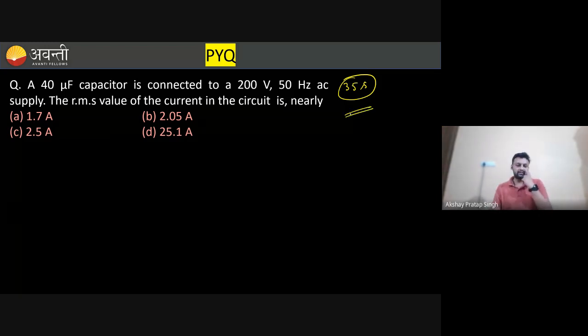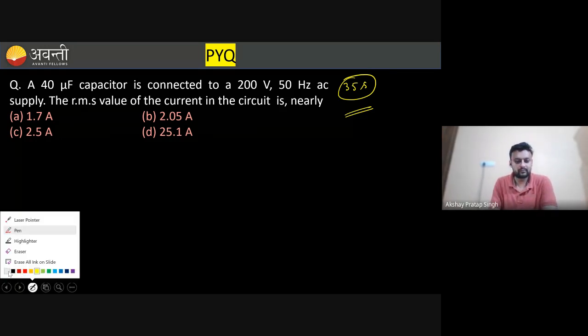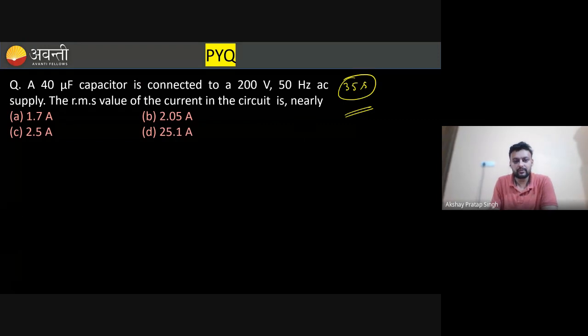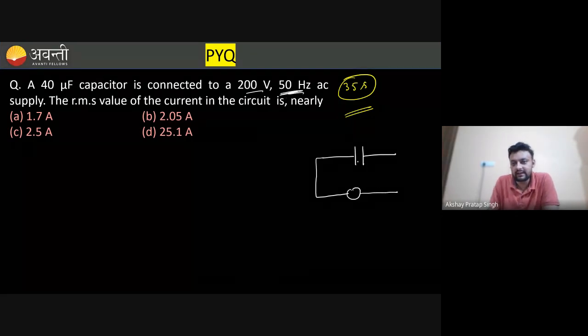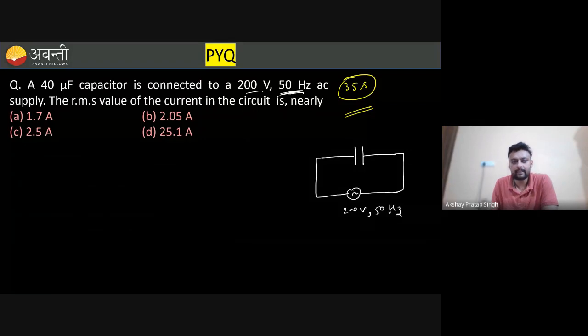Anyone getting the answer? According to the question, a 40 microfarad capacitor is connected to a 200 volt 50 hertz supply. As soon as I see the frequency, I can recognize that this is the AC. So this is 200 volt and 50 hertz AC. The RMS value of the current.